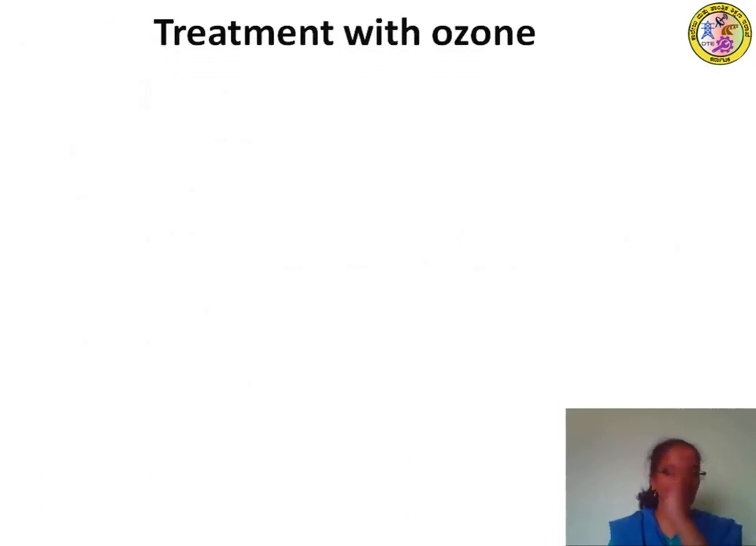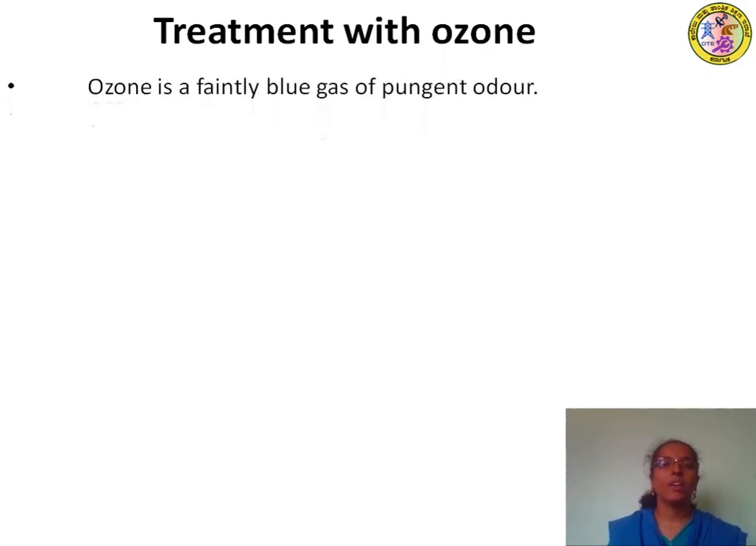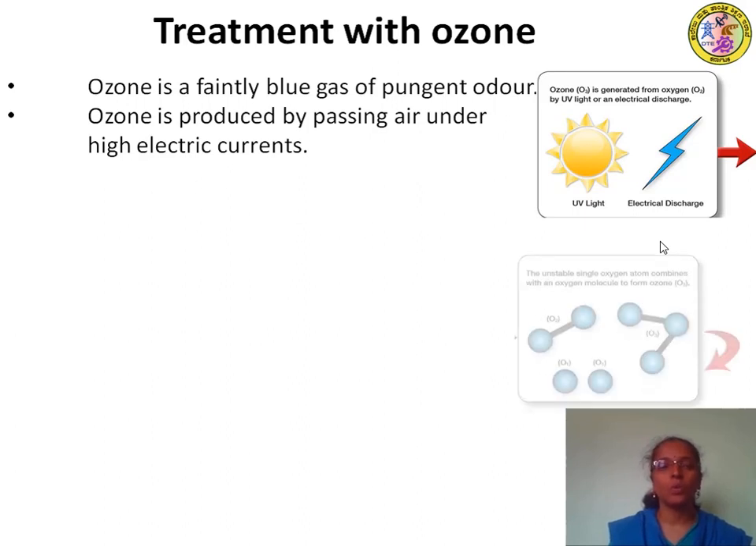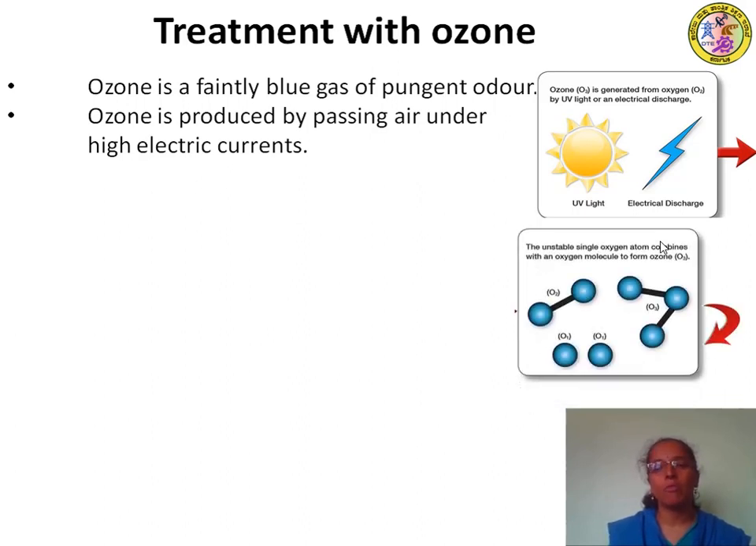The next method is treatment with ozone. Ozone is a faintly blue gas of pungent odor. It is produced by passing air under high electric currents. The air oxygen will be converted into ozone: 3O2 will be converted into 2O3.